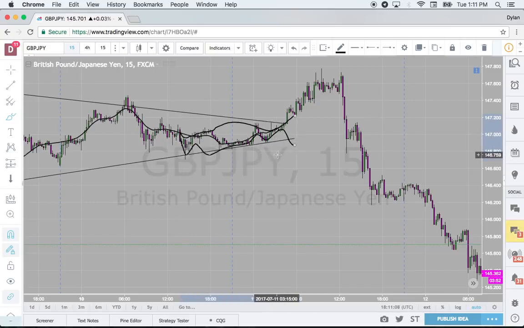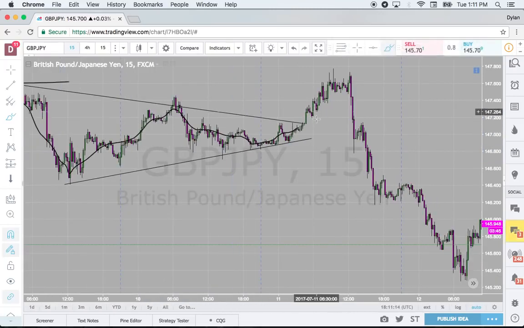Okay, I'm sorry. I don't know why these lines are being drawn so bad. Must be my trackpad or something.